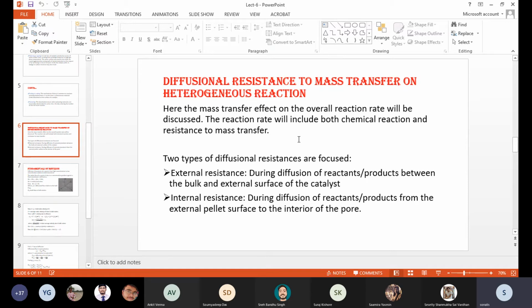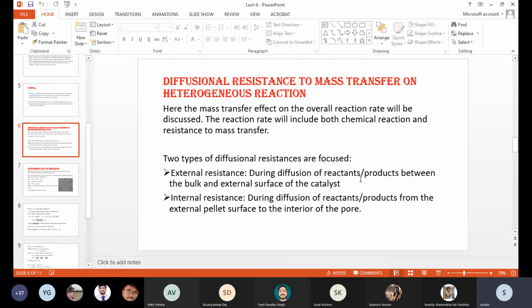You know what is diffusion? Diffusion is of 2 types. One is external diffusion, which is the reactant molecules coming from the bulk phase to the catalyst surface. This is one diffusion, and while traveling this path, the reactant molecules face some resistance of their own molecules. So this is the diffusional resistance, which is external diffusional resistance. 2 types of diffusional resistance are focused.